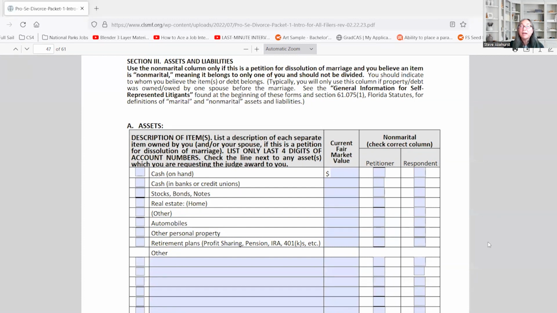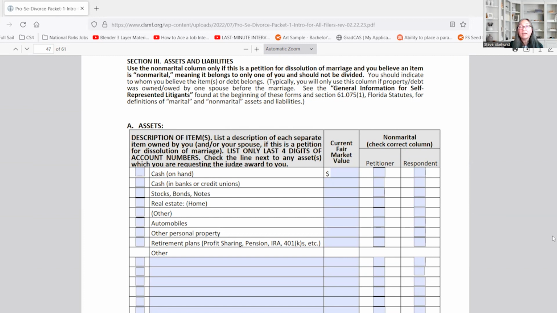And then marital assets are anything you bought after you got married. So you got married May 1st, on May 3rd, you buy a house. Even though it's in your name only, it becomes a marital asset. So you have to list it as a marital asset. So let's say while you were married, you got an inheritance when your grandma died. That is considered a non-marital asset. So you have to list that.